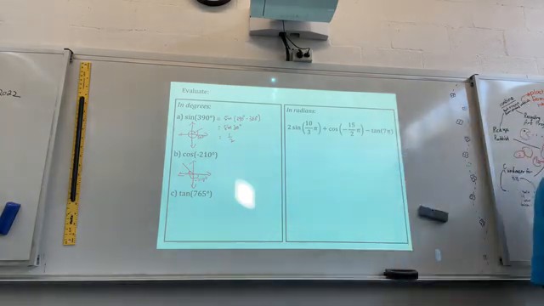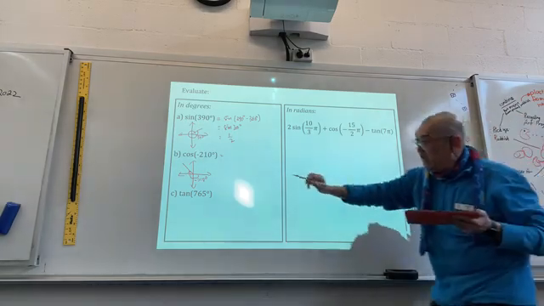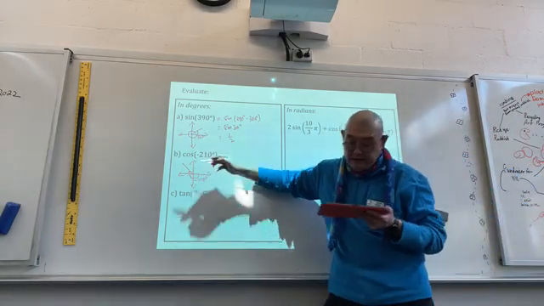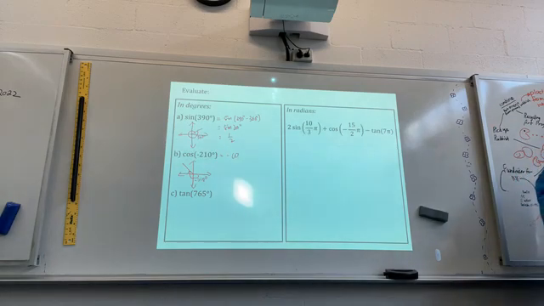So is cos positive or negative here? Negative. So therefore, this is equal to minus cos of 210 minus 180 degrees. So therefore it is minus cos 30 degrees, which is minus square root of 3 over 2.